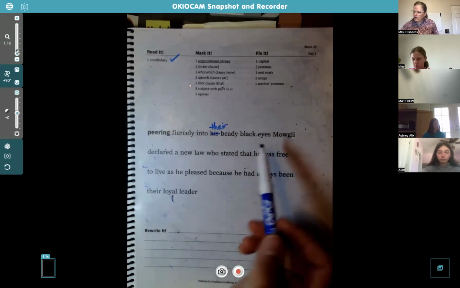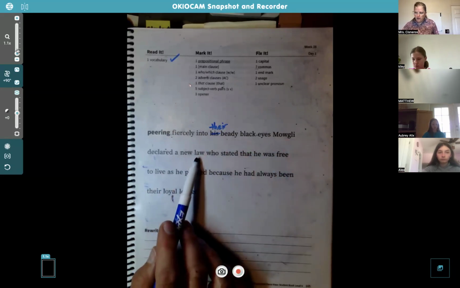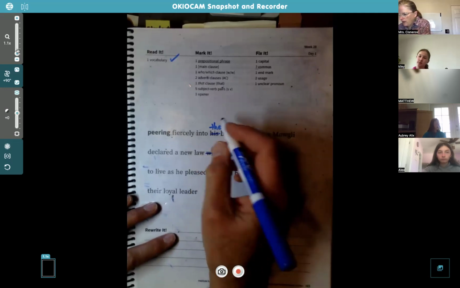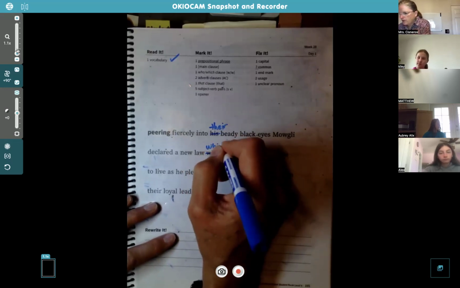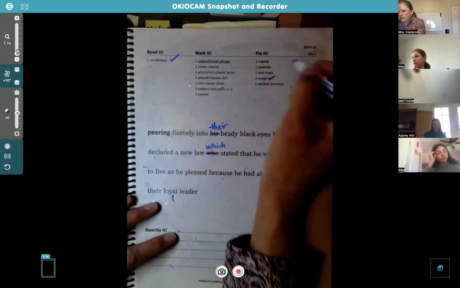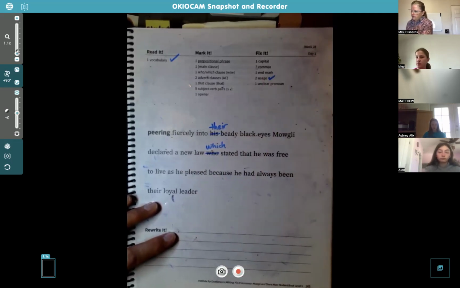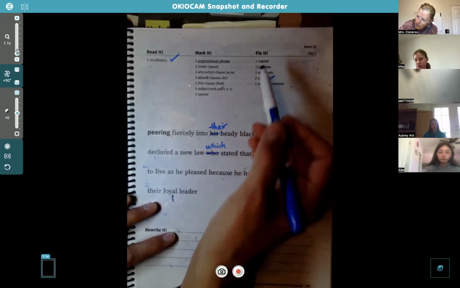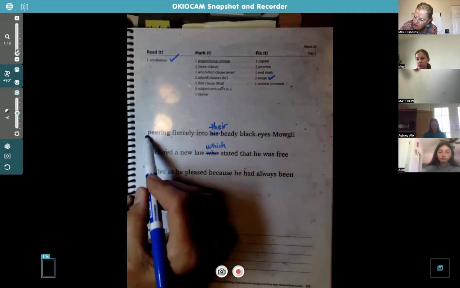And then right here, Mowgli declared a new law. Who is not going to be correct right there? Kylie, what should we put there instead? Which. Yeah, because we're talking about a law, which is a thing, not a person. So let's fix that one. Those are the two usage errors, so we'll check that. I know sometimes you guys like to do the fix it column first, so how about we jump up to the capital? That's an easy one.